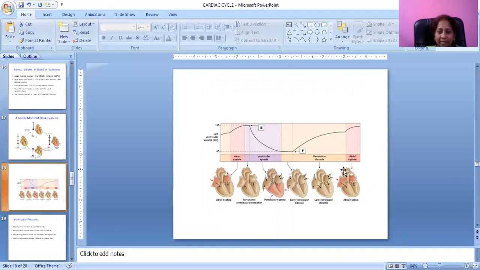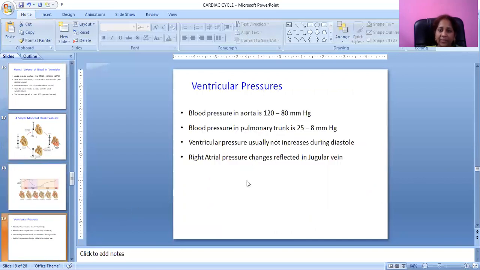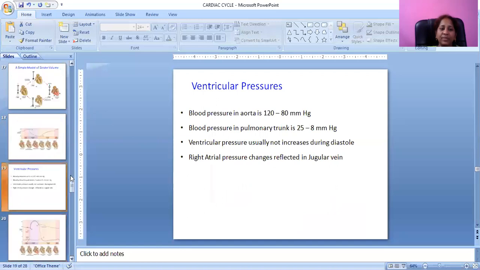First, in this diagram we can see atrial systole, isovolumetric ventricular contraction, ventricular systole, early ventricular diastole, late ventricular diastole, atrial systole. Ventricular pressure. Blood pressure in aorta will be 120 by 80 mmHg. Blood pressure in pulmonary trunk is 25 to 8 mmHg. Ventricular pressure usually does not increase during diastole. Right atrial pressure changes are reflected in the jugular vein.